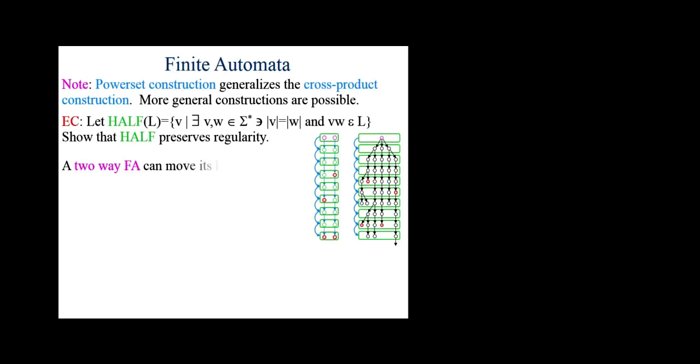And you can solve all sorts of interesting problems with this kind of argument about powerset construction, and one of them is an extra credit problem I'm giving you here. Half of a language is defined as the first half of all strings in a language, and that operator half preserves regularity. So for extra credit, there's an interesting challenge. And I'm giving you as a hint that you can use something like a generalization of the powerset construction that we just showed to solve this problem.